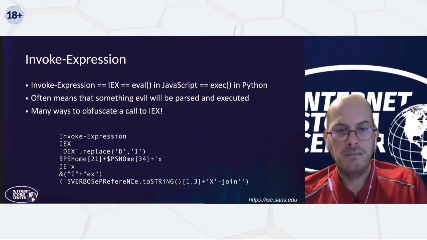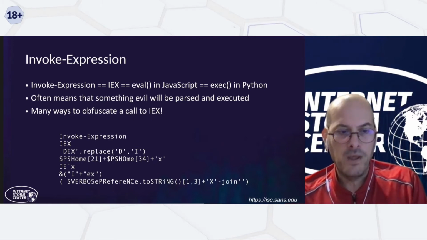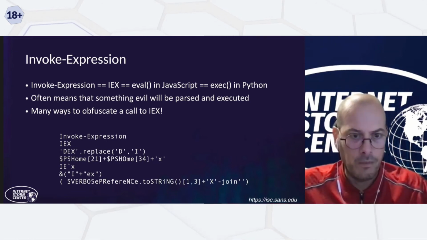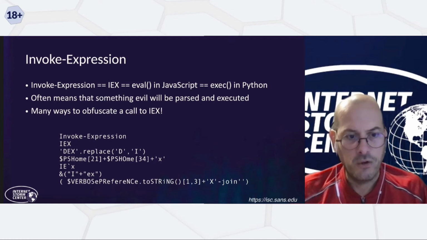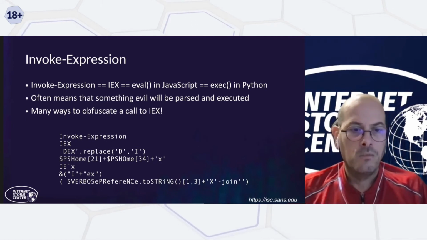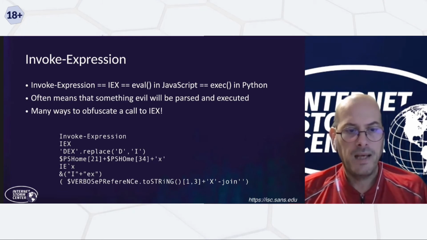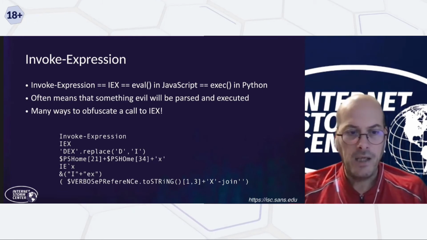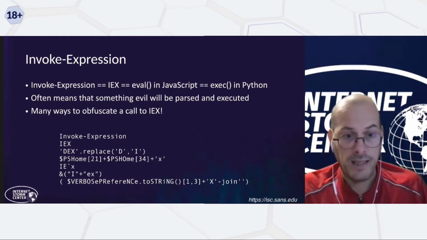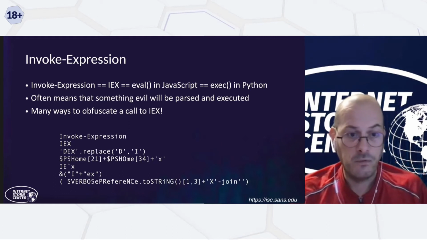So if you do echo blah, blah, blah, a very long string containing PowerShell code, pipe dex.replace d by I, what PowerShell will do is replace in the string dex d by I, and you will have IEX. So IEX, invoke expression. It will execute the code which is passed to this function.